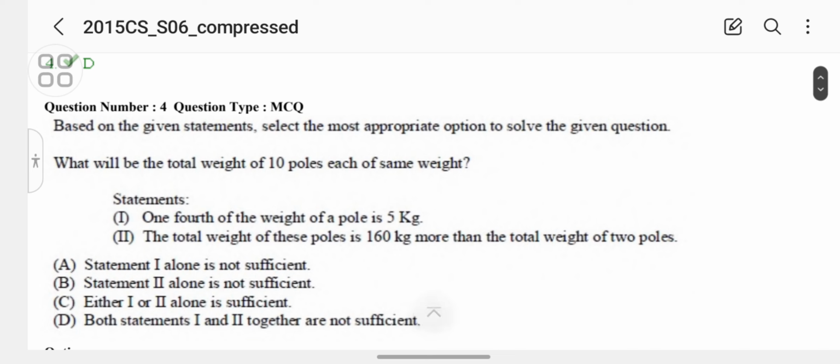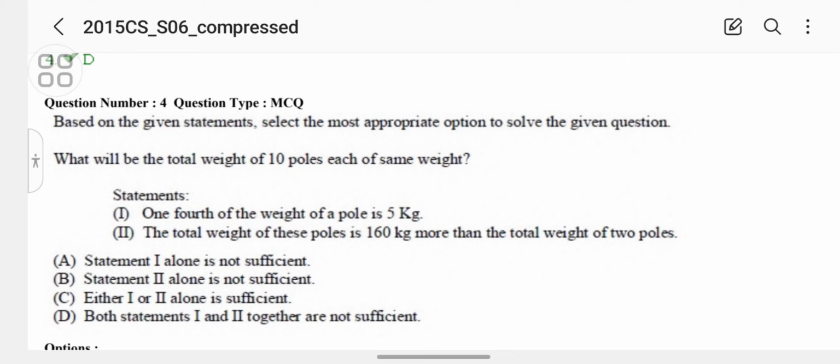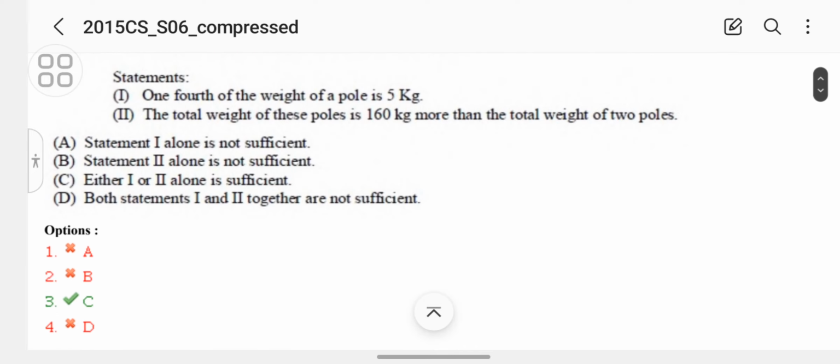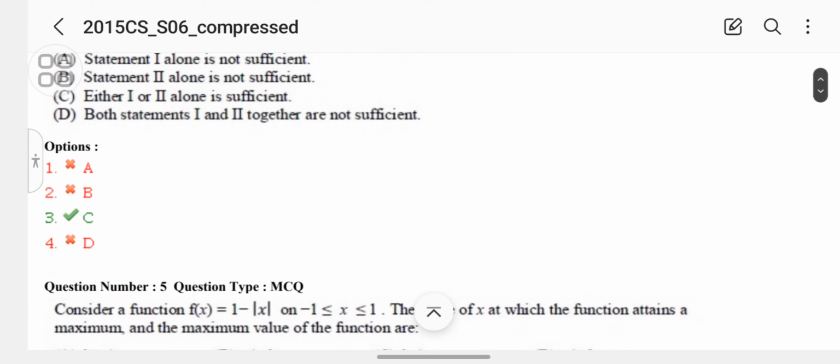Question number 4 is based on the given statement, select the most appropriate option to solve the given question. What will be the total weight of 10 poles, each of the same weight, right? So the statement is 1/4 of the weight of a pole is 5 kg and the total weight of this pole is 160 kg more than the total weight of two poles. So for this, our answer is C, either 1 or 2 alone is sufficient. Yeah, because in both we can see that the weight is given.